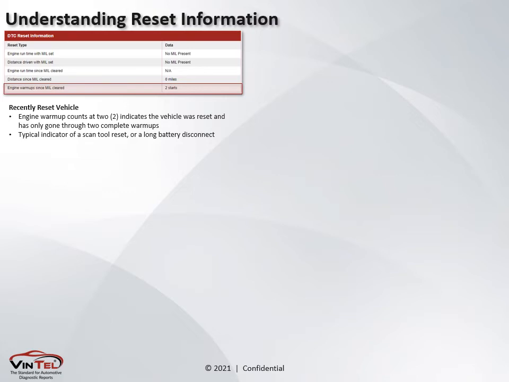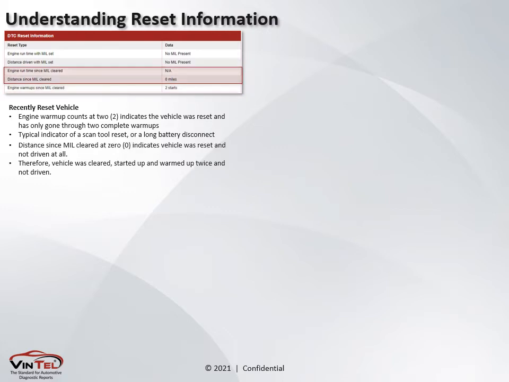In our first reset example, we're looking at a vehicle that was recently reset with a scan tool. Now, the first bit of information we look for when we're looking at reset information is the engine warm-up since MIL cleared. In this particular vehicle, it only has 2 starts. Keep in mind, the only way you can reset that back to 0 is through either clearing the DTCs with a scan tool or long-term battery disconnect. Otherwise, if the vehicle is cleared by itself by the OBD, then that never gets reset. So the first thing to key on when looking at a vehicle is the engine warm-up since MIL cleared.